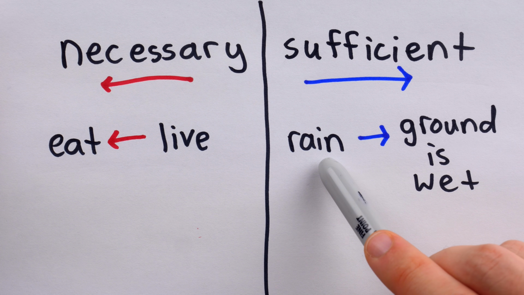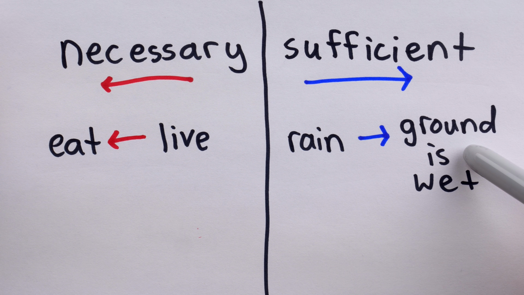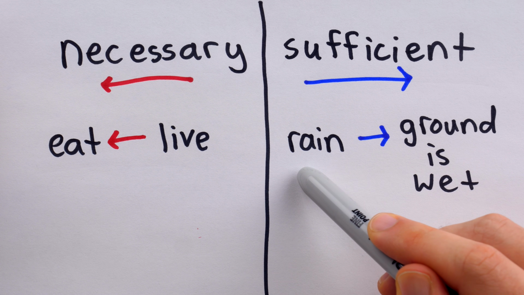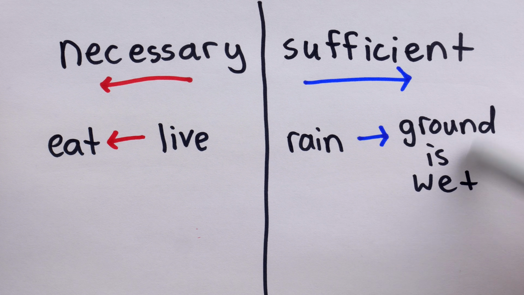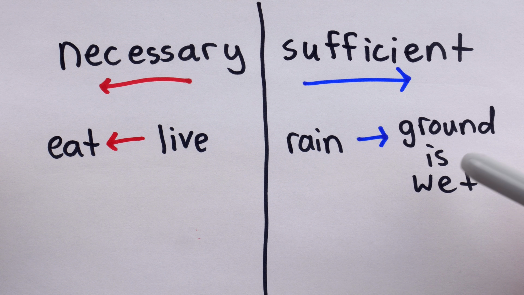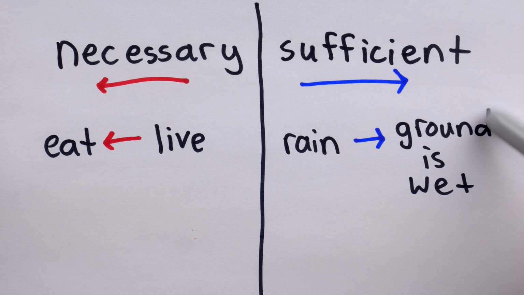On the other hand, while rain is sufficient for the ground to get wet, it's not necessary. If the ground is wet, that doesn't imply that it's raining or has rained recently. The ground could be wet because of puddles from rain from the previous day. The ground could be wet because somebody spilled a water bottle. There's many different reasons. It's not necessary for it to rain for the ground to get wet.